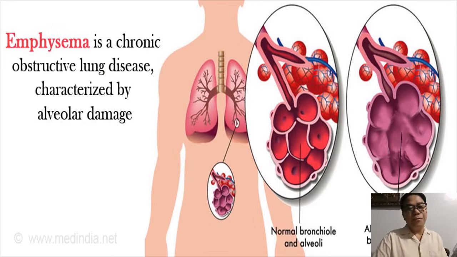So next one, we have the emphysema. So emphysema is a chronic obstructive lung disease. So basically COPD is already attributed to emphysema, which is characterized by alveolar damage. So you will see here how a normal alveoli looks compared with alveoli that are already damaged because of emphysema. Emphysema is also called pink puffers.